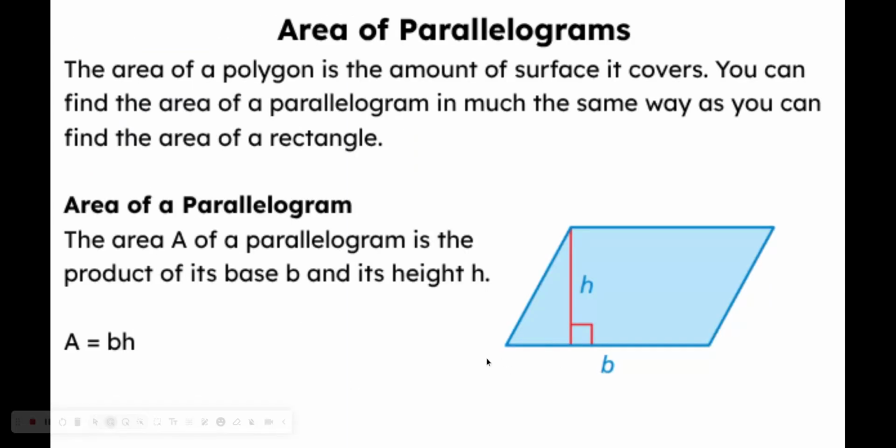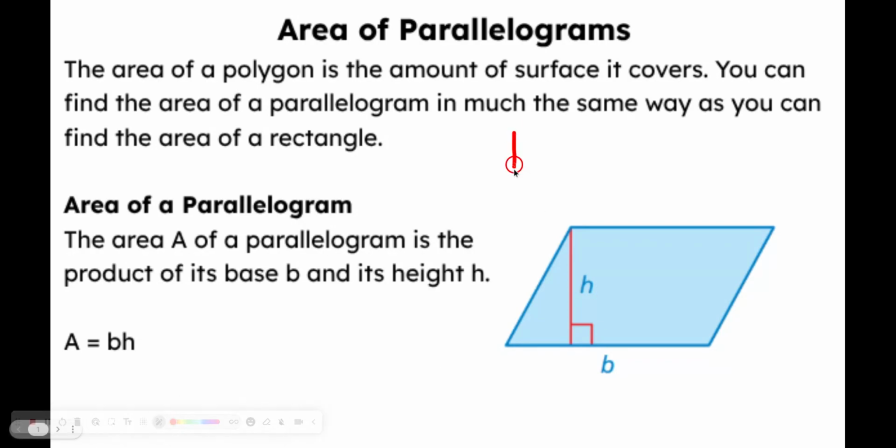So we call the side that's not diagonal the base, and then the distance from the base up to the top, that is the height. And so to find the area, we just multiply base times height.